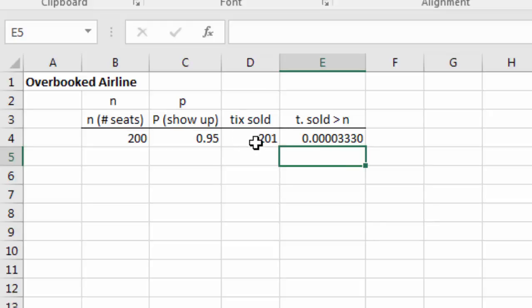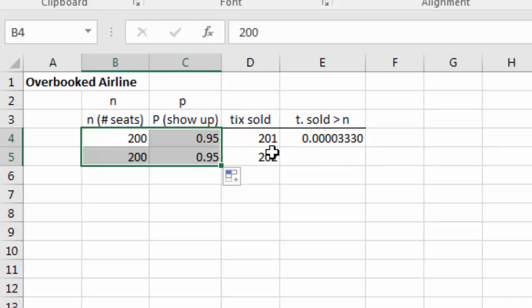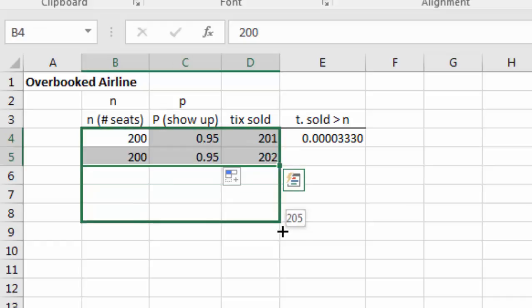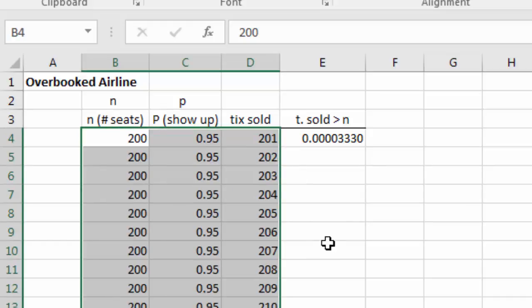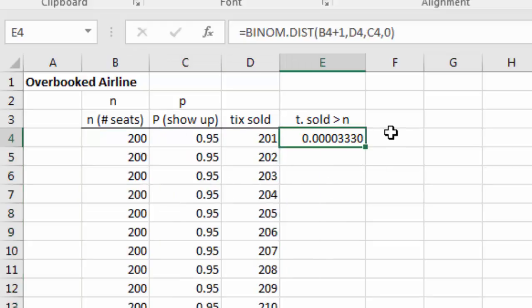So what I want to do now is start ramping up the number of tickets sold. I'm going to keep everything else the same, and you'll notice that if I grab this whole chunk here, Excel's going to autofill and increase the number of tickets sold, but it's going to keep everything else the same. Okay, so 200 seats available, 95% chance each time of people showing up, and now we're going to ratchet up the tickets sold one at a time. And then I'm just going to fill the formula down.